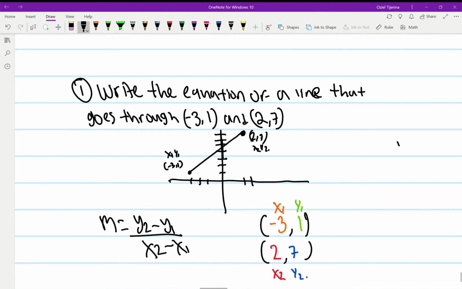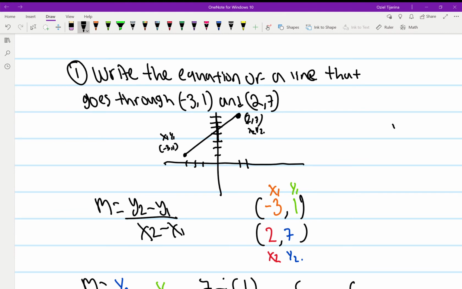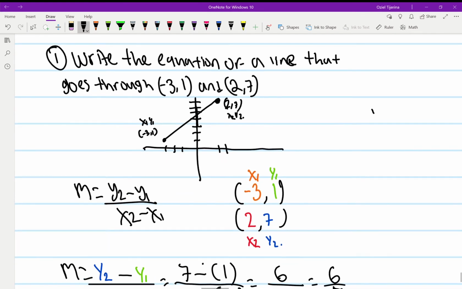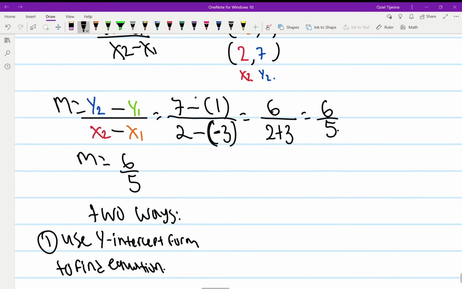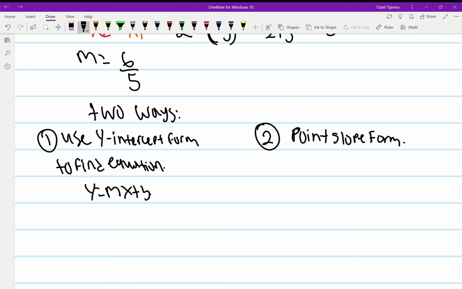Since I didn't specify what type of form, usually they would tell you what type of equation they would want. In y-intercept form, it's going to be y equals mx plus b, okay? And then you can also do the second one, which is point slope form, okay? And that's going to be y minus y1 equals m times a quantity x minus x1, okay?